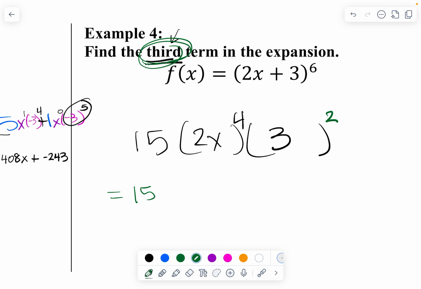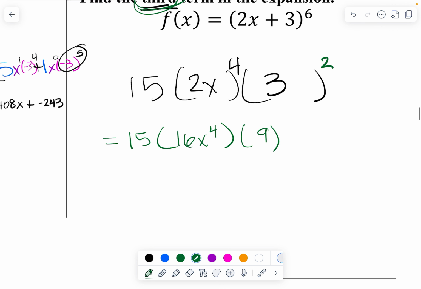And so we get 15 times 2 to the 4th, which is 2 times 2 times 2 times 2, which is 16, x to the 4th. And then 3 squared is just 9. And if I multiply them all out, 15 times 16 times 9 is 2,160. So 2,160 times x to the 4th.